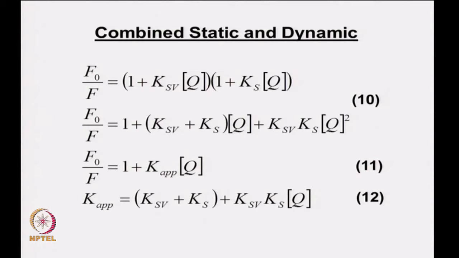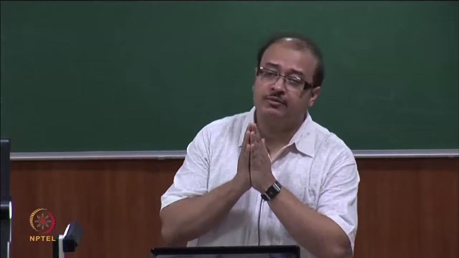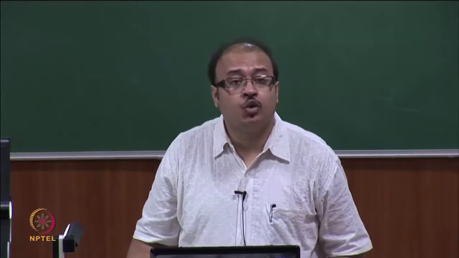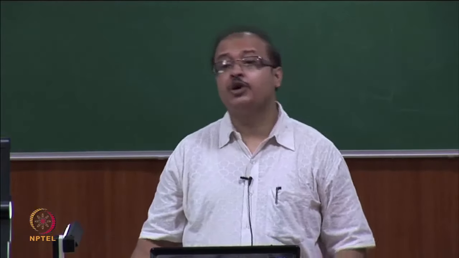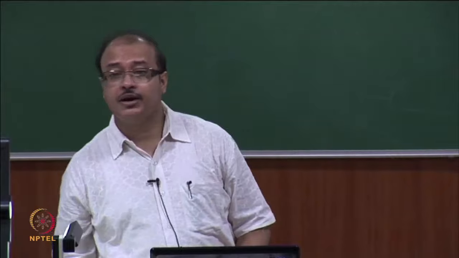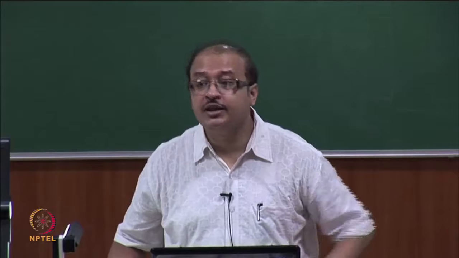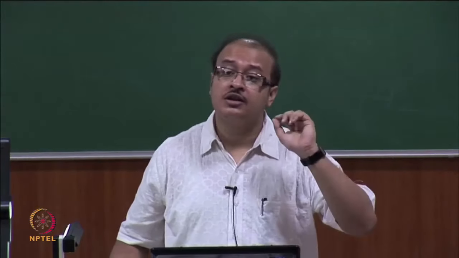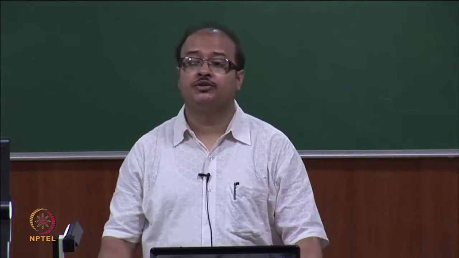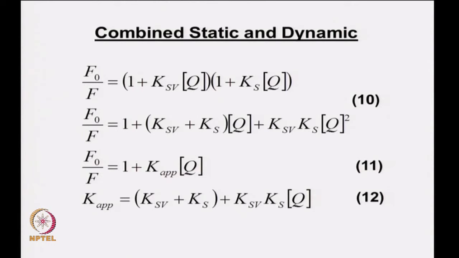Now, just before I go to this slide, let me tell you one thing. In many cases it has been found that if you look at the absorption spectrum in the case of static quenching, because it forms a ground state complex, the absorption spectrum would be different from that of the uncomplexed fluorophore. However, in the case of dynamic quenching, you do not have any complex formation, and hence you would not have any such changes in absorbance. Good. So, we have talked about two individual types of quenching. One is static, one is dynamic.